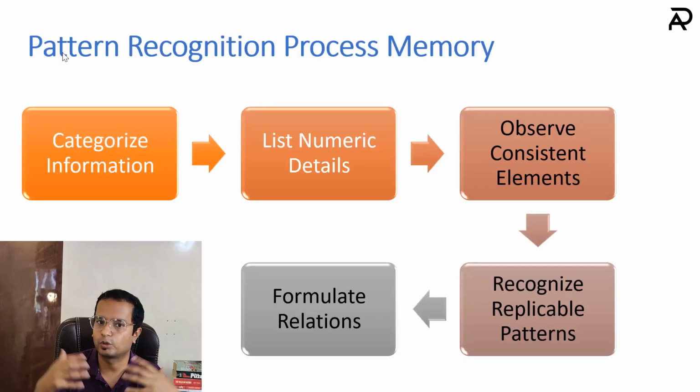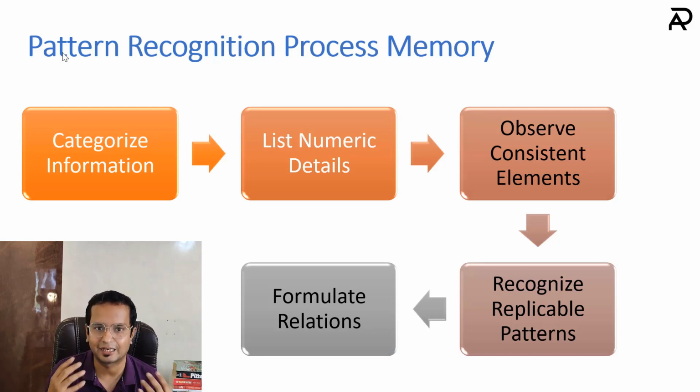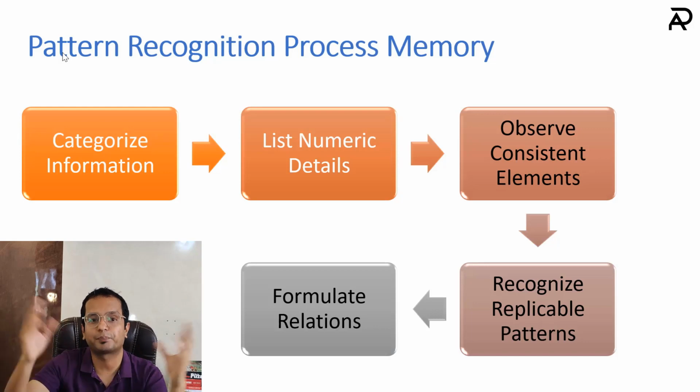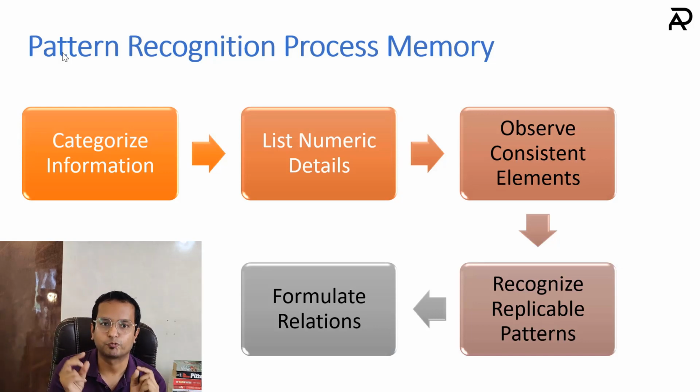Let's now sum up what we learned today in this video. Pattern recognition process memory, that's what I call it. Whenever you get a pattern based question in LR, try to categorize the information into generic and numeric parts. Then list down the numeric details on the diagram if there is one. Now look at what part of these details are consistent. Observe and then recognize the replicable patterns. Which of these can I replicate in different parts of the question? Eventually, you formulate relations. That is how, my friends, you become an expert at pattern recognition.